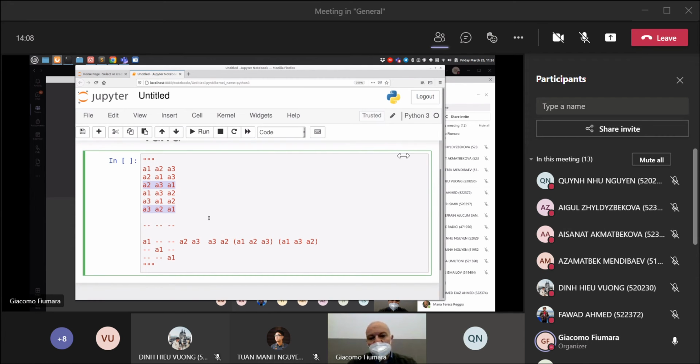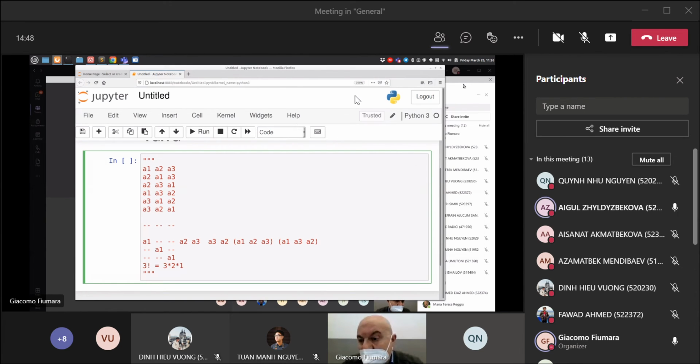Therefore, for every one of the 3 configurations, you have 2 and 1. Therefore, 3 times 2 times 1, meaning that you can write the number of permutations as 3 factorial, which I remember, yes, is 3 times 2 times 1. Is it clear for everyone? Is it clear for everyone at home too?